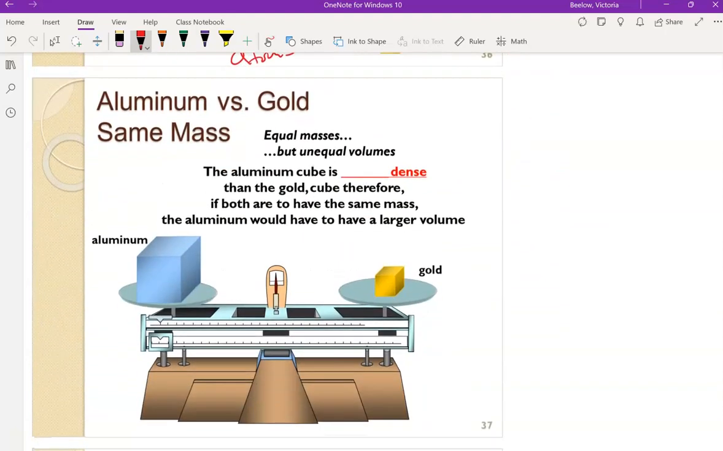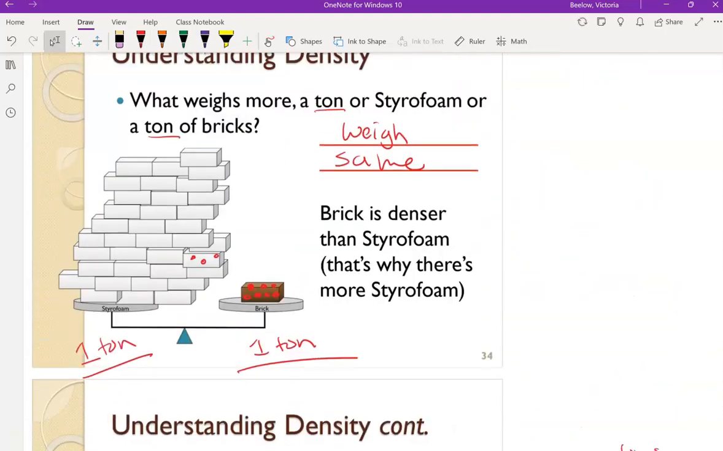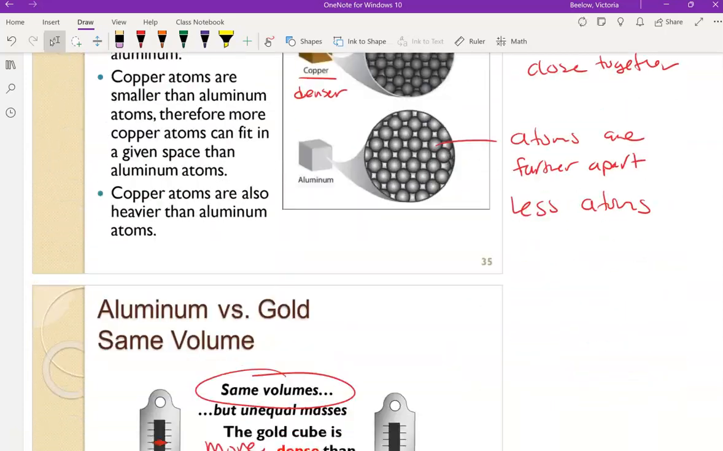Let me go back to this example here, which is very similar to the ton of styrofoam and ton of bricks idea.